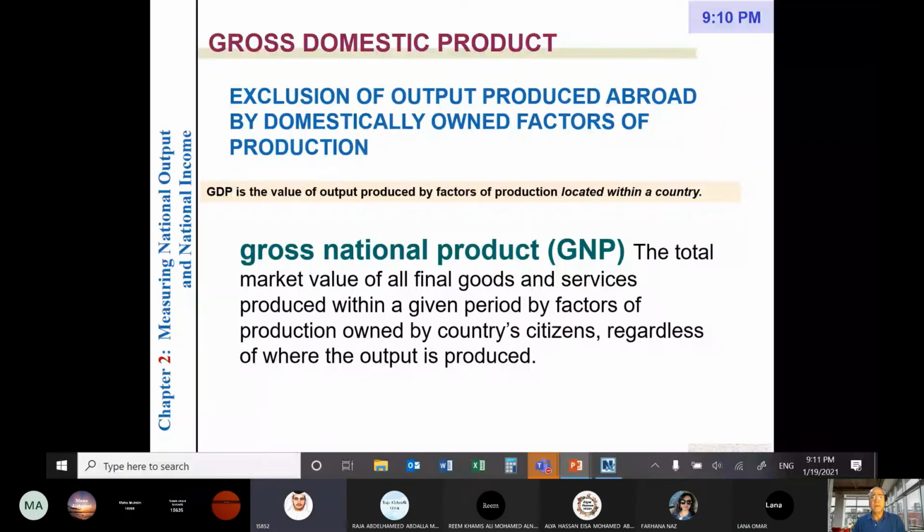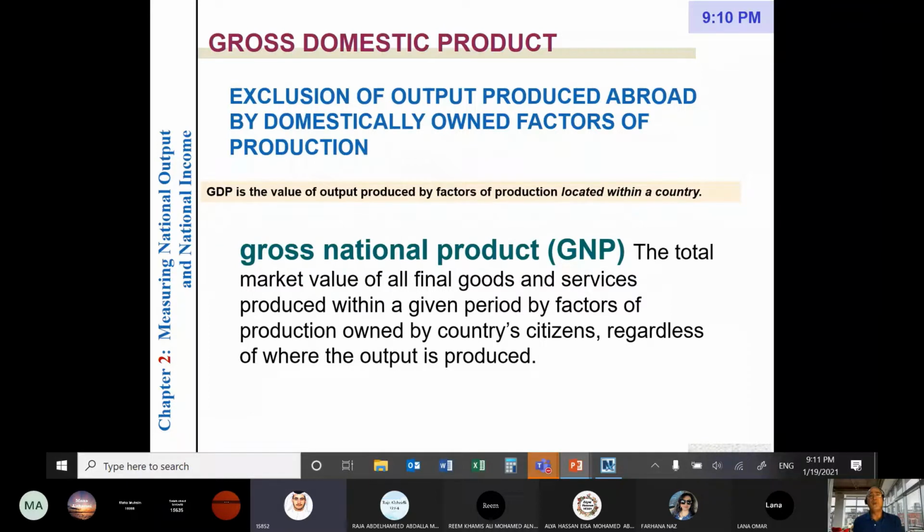Okay, doctor. Gross national product: the total market value of all final goods and services produced within a given period by factors of production owned by a country's citizens, regardless of where the output is produced. Okay, so we studied the gross domestic product. Now, what's the meaning of a gross national product in Arabic?